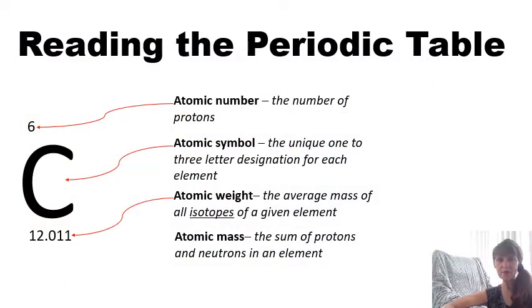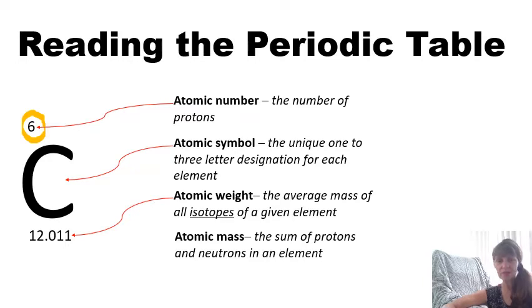Reading the periodic table, the large letter, or large letter and lowercase letter in many cases, is known as the atomic symbol. I'm beginning with that because it's large and stands out. This is the atomic symbol for carbon, merely the letter C. You'll notice a small number to the left and above the letter C, which is the atomic number. The atomic number indicates the number of protons in the nucleus for carbon.